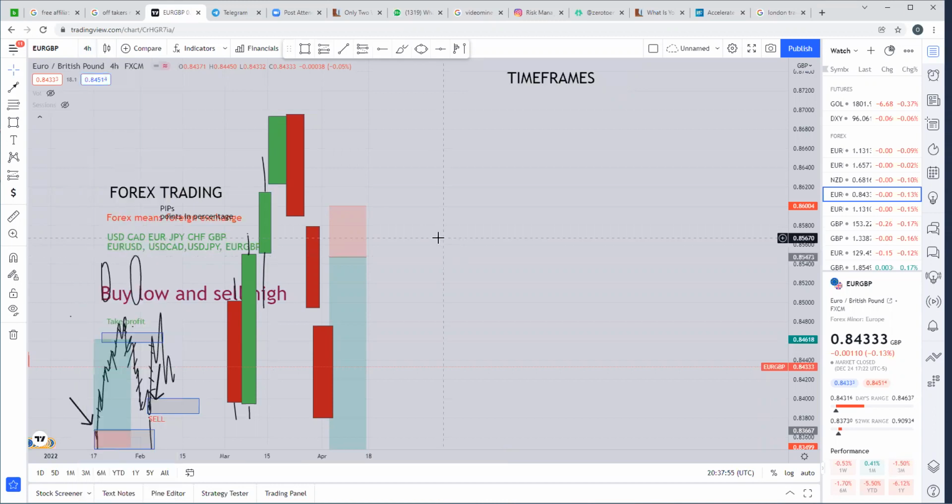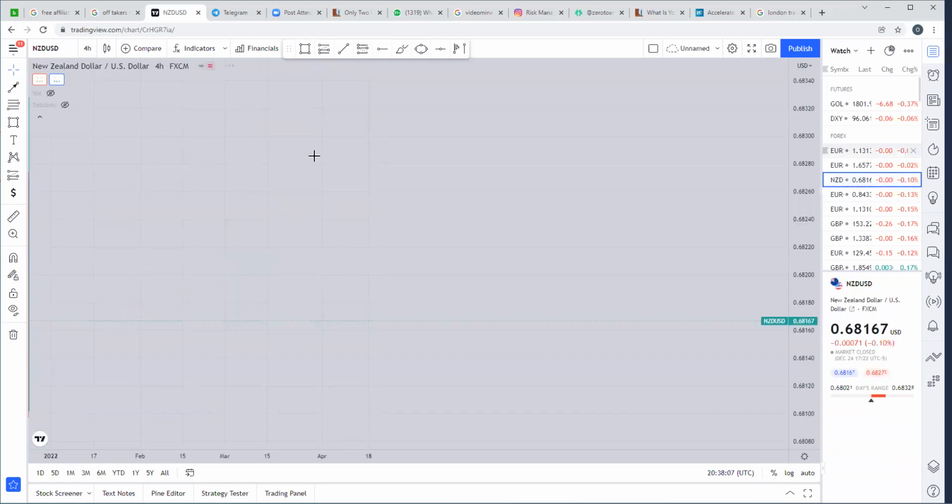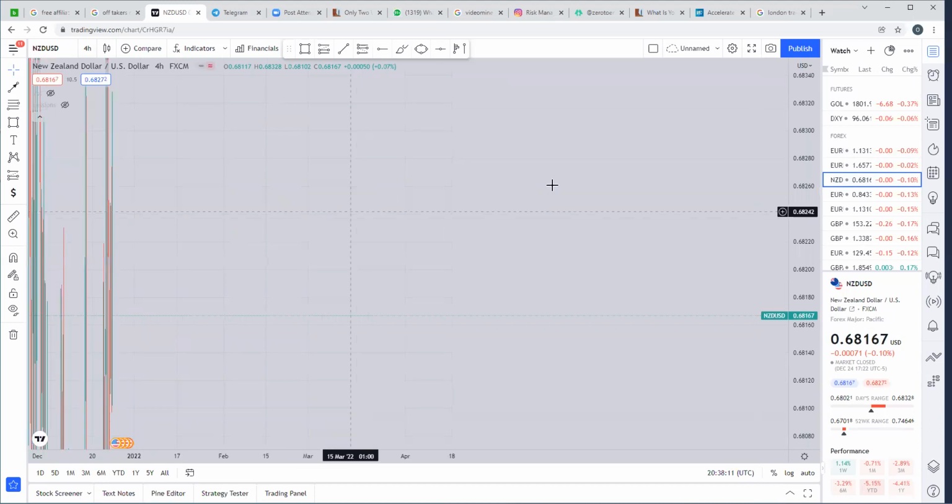Let's pick another pair for me to explain this. Let's pick NZD USD to explain this properly.